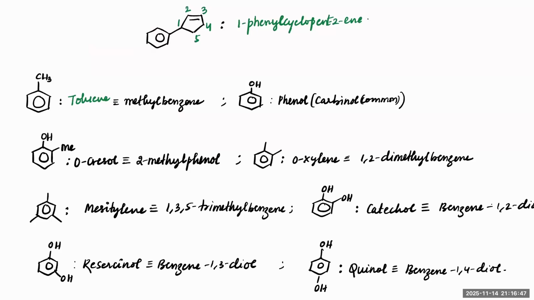Next, o-cresol is the common name if you have it at the ortho position, the adjacent position. The IUPAC name is 2-methylphenol. So I'm sure you can realize what will be m-cresol and what will be p-cresol. Ortho is the 1,2 position. Meta is the 1,3 position. Para is the 1,4 position. So p-cresol means the 1,4 position.